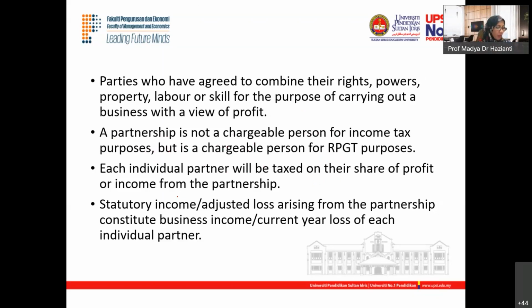Alright, and when they have statutory income or adjusted loss arising from the partnership, that will be a business income or current year loss of each individual partner. So for example, a person ni dia ada employment income, dia ada dividend, interest, apa semua yang macam kita tengok tadi yang panjang-panjang tu. At the same time dia ada partnership, jadi business lah in the form of a partnership. So based on the calculation from the partnership tu, let's say dia dapat statutory income. So kita akan bawa statutory income from partnership tu, and the calculation akan jadi sama macam kita letak business income, okay, dekat atas, under 4A tu.